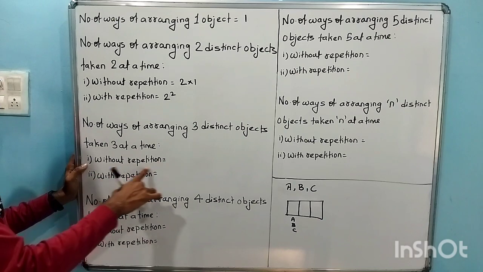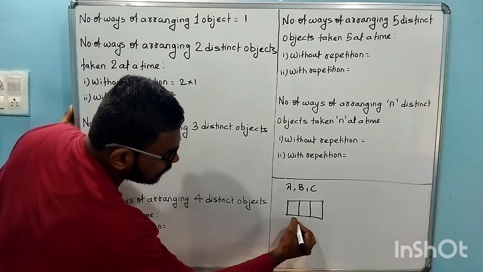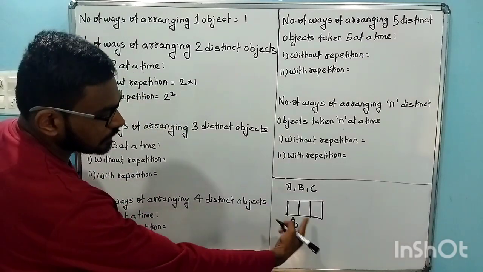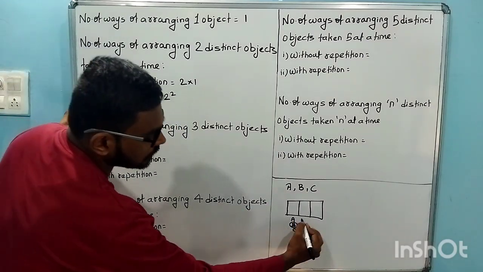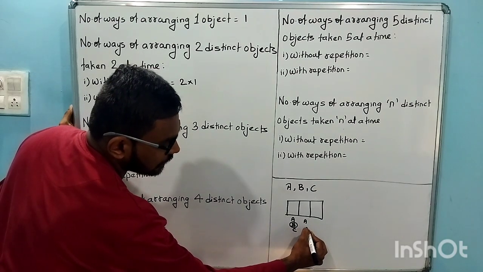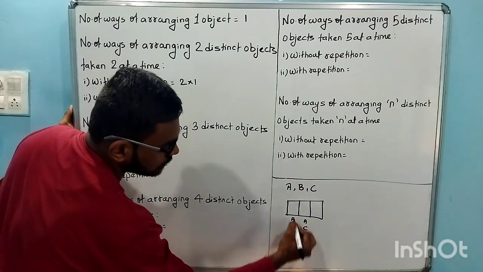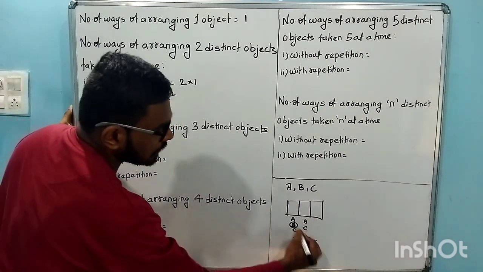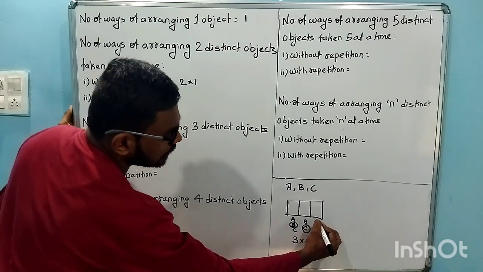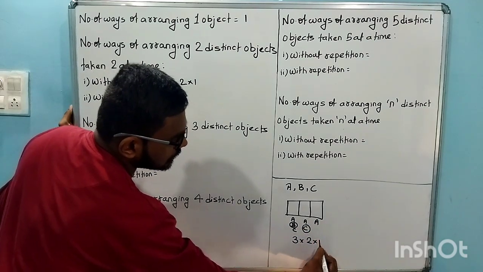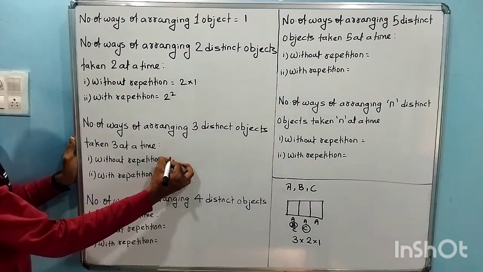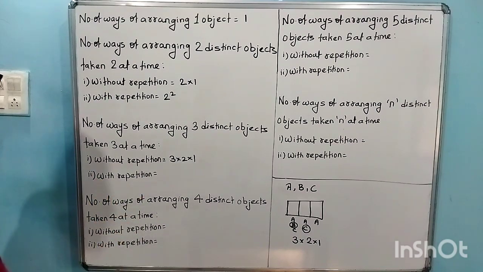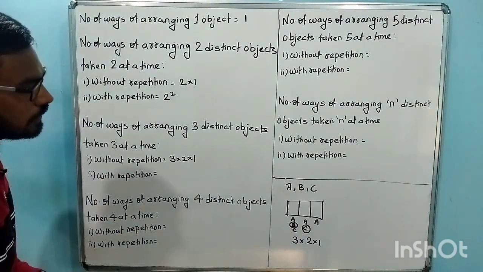At the first place, if repetition is not allowed, that is without repetition, then if I select any one of these for the first place, we can't select that for the second place since repetition is not allowed. So you have to select out of the remaining 2. For the first place we have 3 choices, for the second place only 2 choices, and for the third place we have only 1 choice. So 3 into 2 into 1. Without repetition, 3 into 2 into 1. Next, with repetition, if repetition is allowed, then what will happen?